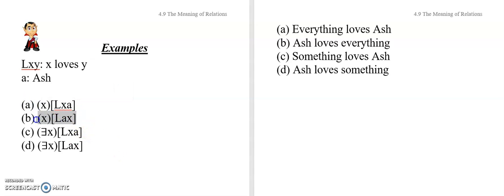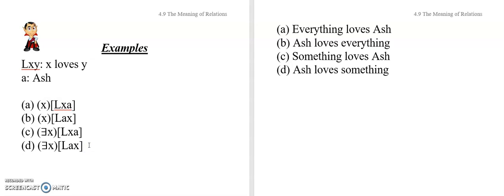Similarly here, this is a situation where Ash loves everything, and that's going to include Ash loving himself. So I'm not sure if I stated this one correctly, but everything loves Ash. That's going to include Ash loving Ash. And this says Ash loves everything, which is also going to include him loving himself, okay? All right, so I wanted to make that point that these things include the thing possibly loving itself, okay? All right, let's keep looking at some examples here.